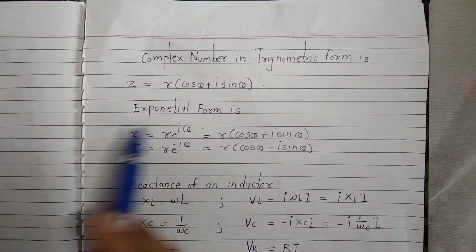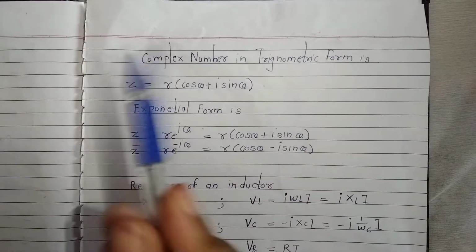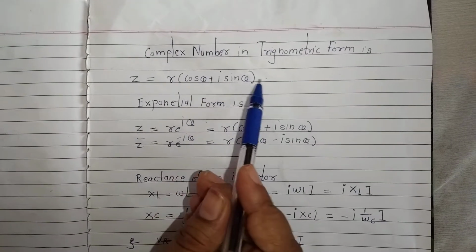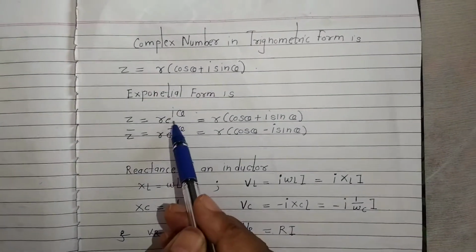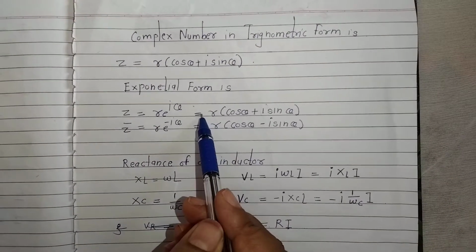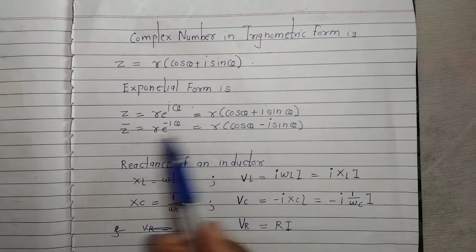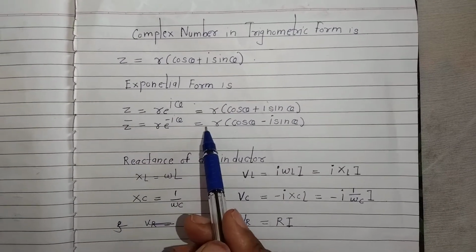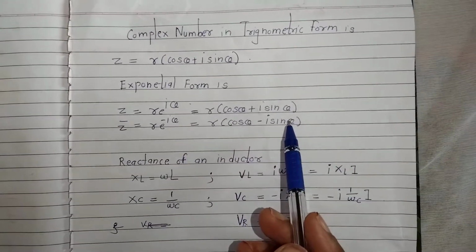In the last lecture, we saw the complex number in trigonometric form is z equals r cos theta plus i sin theta, and in exponential form z equals r e raised to i theta, which is equal to r cos theta plus i sin theta, and z bar equals r e raised to minus i theta, which is equal to r cos theta minus i sin theta.